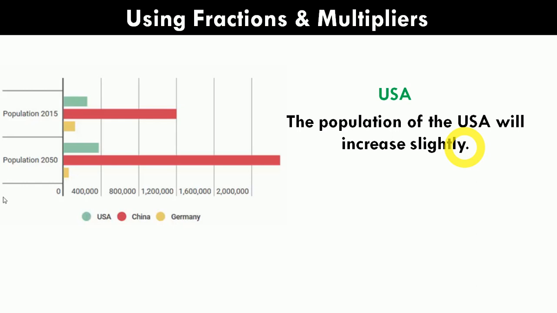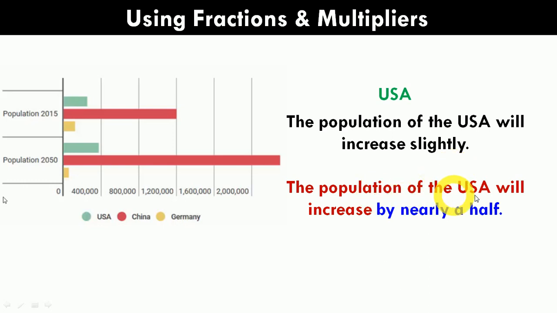It doesn't tell you the specific details, how much will be the amount of change. So if I want to insert this specific detail, focus on this part, increase slightly. Now I will replace this part by something else. The population of the USA will definitely increase, but by how much? By nearly a half. So remember that when we use increase by or decrease by, after by we have to put the difference.